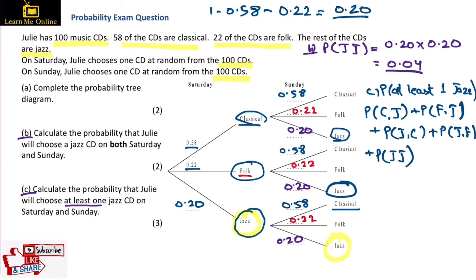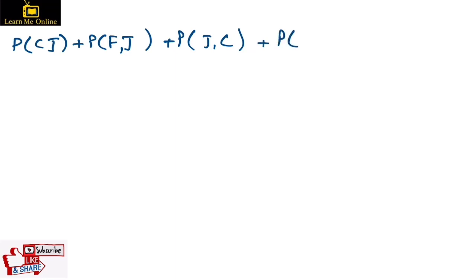Now you're going to write down all the probabilities and you're going to multiply them together. So we have got all the combinations written here. But because we don't have enough space, the remaining information, I'm going to write down on the other side. So I'll be rewriting it now. The combinations we get from previous would be probability of C and J, which is classical and jazz. Then probability of F and J. Then another combination would be probability of J and C. Then probability of J and F. And the last is probability of J and J.